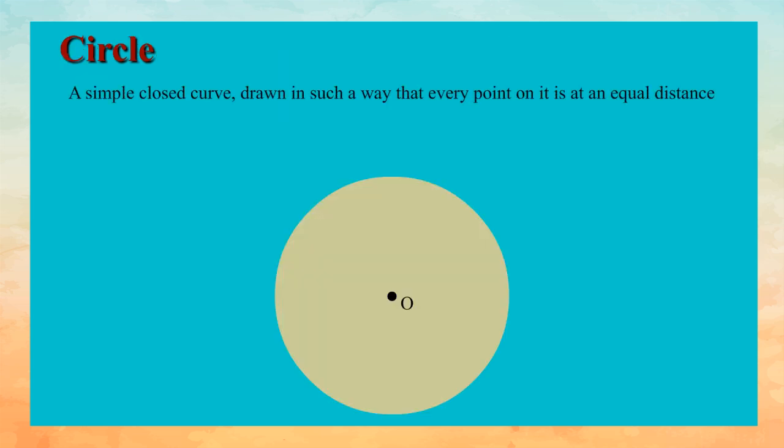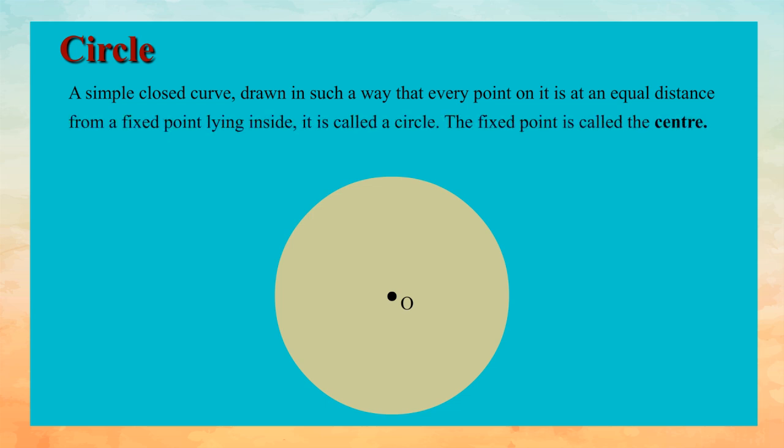Circle. A simple closed curve, drawn in such a way that every point on it is at an equal distance from a fixed point lying inside, is called a circle. The fixed point is called the center. In the figure given, O is the center of the circle.